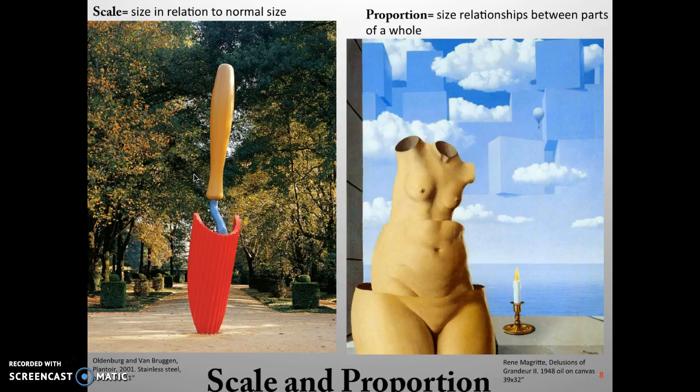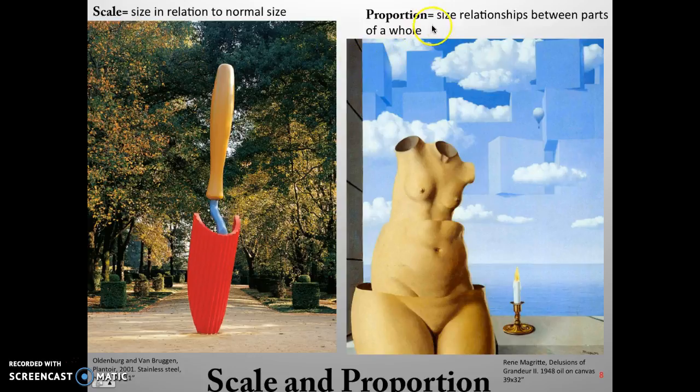For scale and proportion, scale has to do with size in relation to normal size. So this would be shocking to walk upon a garden trowel that is 10 times, 20 times its normal size. And against the human scale. So the shock of that is something that pop artists were interested in doing.